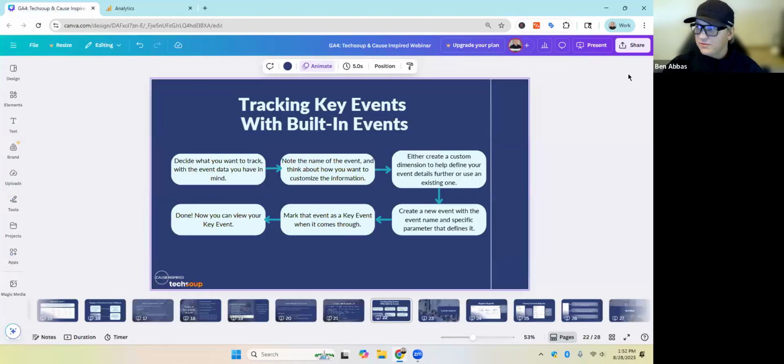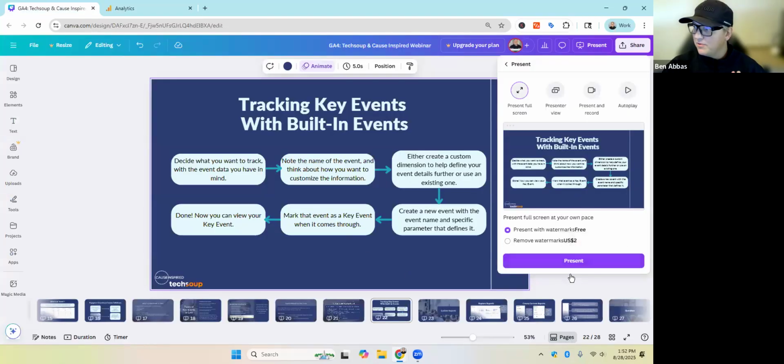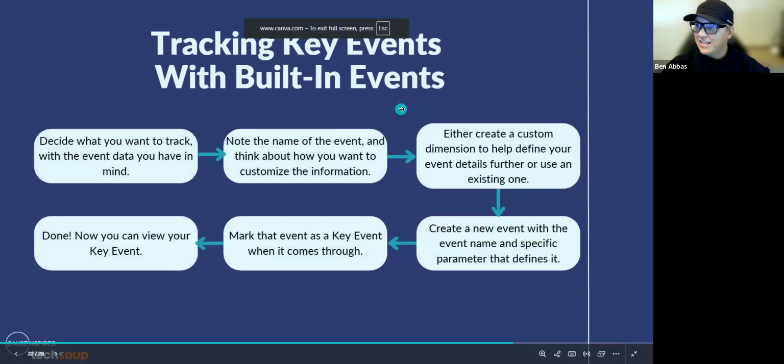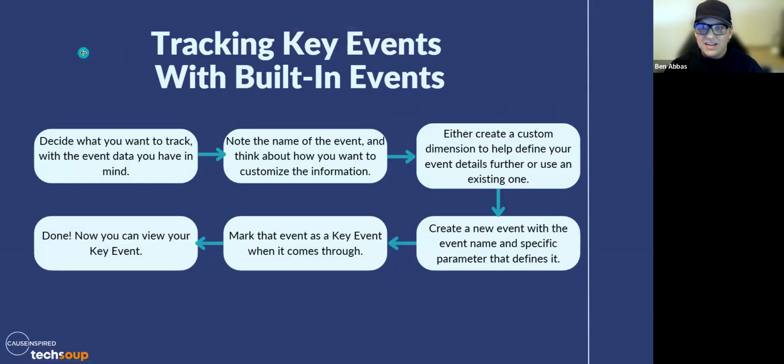Okay, before we get too in the weeds and I start losing people, we're going to move on with tracking key events with built-in events. So first of all, here's kind of the progression of how to even start building a key event. First of all, you have to decide what you want to track, right? I want to track a donation button click. Okay, we know it's a click. Great start. We want to note the name of the event. We know that clicks are generally tracked as an event at a general level. And then we either create a custom definition that is unique to that button click. It can be the URL. It can be the actual click text.